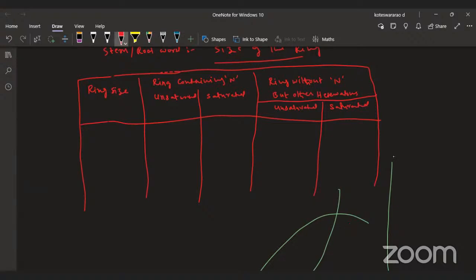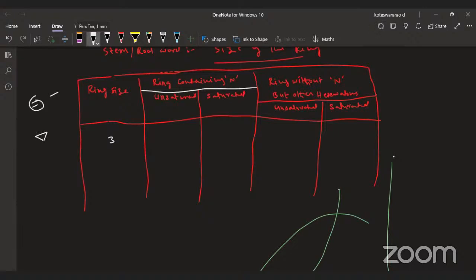Here the ring size is a 3-membered ring. We call it as, if it is the ring with nitrogen, if it is unsaturated means any 5 bonds are there. Saturated means the compound entirely with a single bond. The compound, if it is having one or more number of double bonds, that is called as unsaturated. Now, if it is the 3-membered ring means the 3 members. Only 3 elements are there. 3 atoms are there in the ring. That is the ring constructed with the 3 atoms.